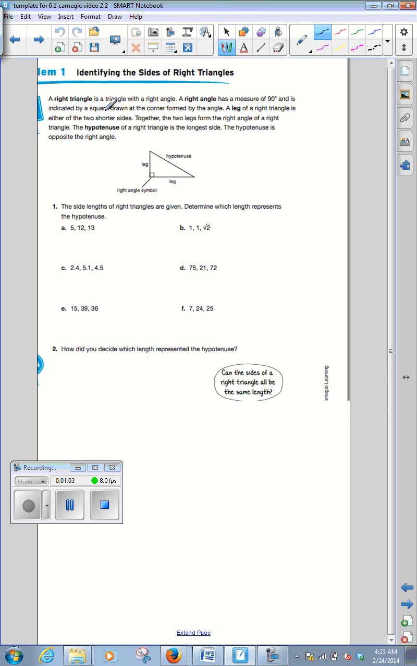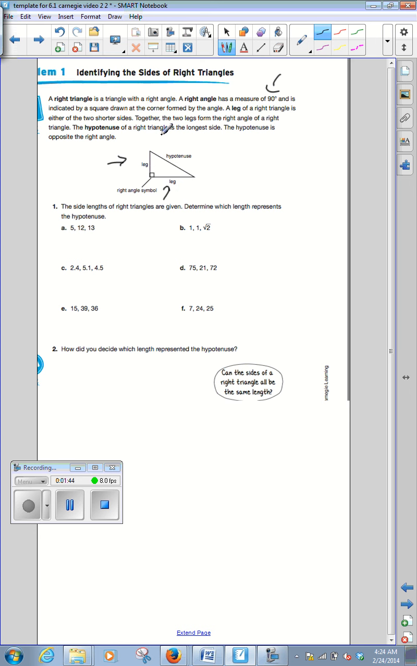It says a right triangle is a triangle with a right angle. Remember that we can tell because of that little box right there in the middle. That is something we should know from our background knowledge. A right angle has a measure of 90 degrees and is indicated by a square drawn at the corner to form an angle. A leg of a right triangle is either of the two shorter sides. In our labeled triangle, here's a shorter side, and here's a shorter side. So these are the two legs. Together, the two legs form the right angle of a right triangle. So you see here your legs, and there's your right angle in between them.